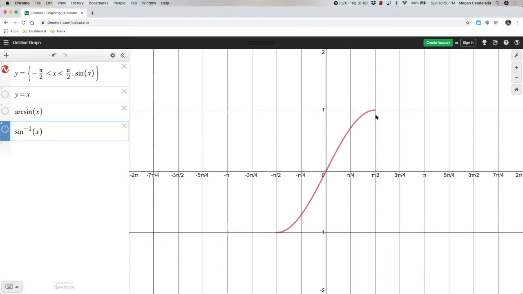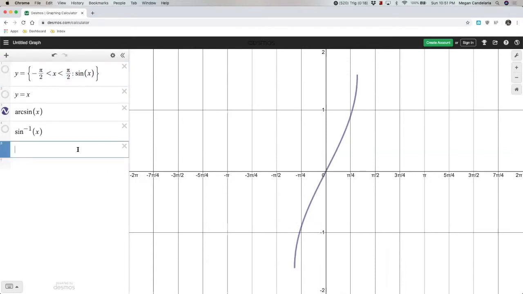Now remember, inverse functions have this property. How did we get an inverse function? We reflected across the line y equals x, meaning y becomes x and x becomes y. Another way of thinking about that is the domain becomes the range and the range becomes the domain. So if the domain of our original function, the sine function with the limited domain, was negative pi over 2 to pi over 2, that should become the range of our inverse sine function.